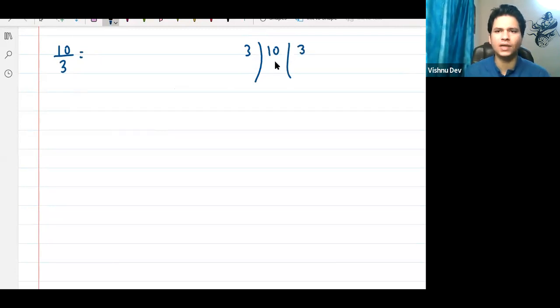Next. Let us solve one more problem. So let us take this example: 10 by 3. That is a very famous example. If I talk about 10 by 3, it will be like this: 10 is divided by 3. So obviously 10 can be divided by 3. 3 times 3 we will get 9. Now, if you subtract 9 out of 10, I will get 1.